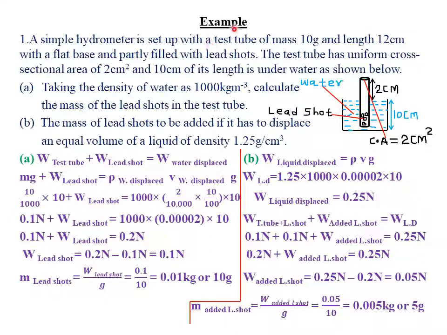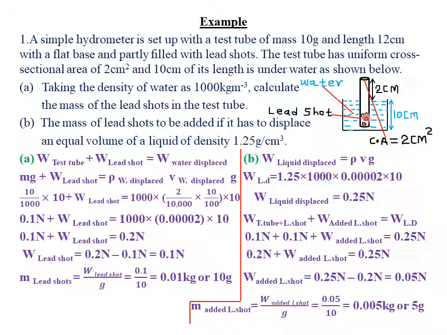So let's start by looking at an example which reads that a simple hydrometer is set up with a test tube of mass 10 grams and length 12 centimeters with a flat base and partly filled with lead shots. The test tube has a uniform cross-sectional area of 2 square centimeters and 10 centimeters of its length is underwater as shown in this particular diagram. For part A, we are told that taking the density of water to be 1,000 kilogram per cubic meter, calculate the mass of the lead shots in the test tube. So this is the setup.